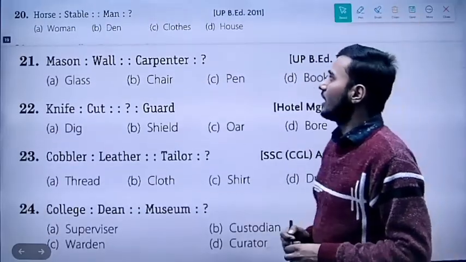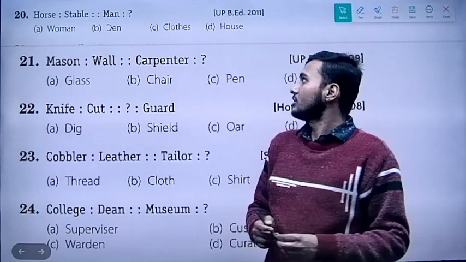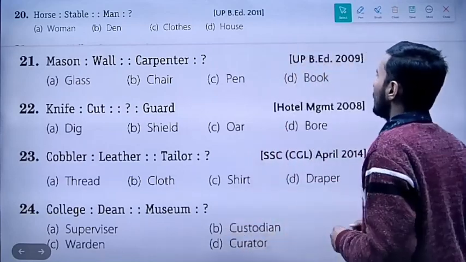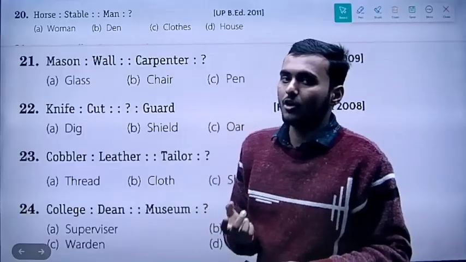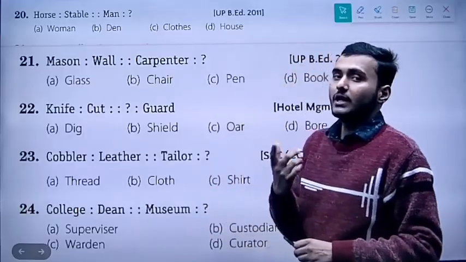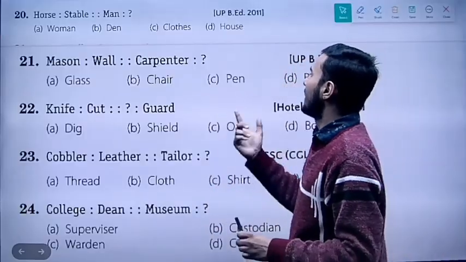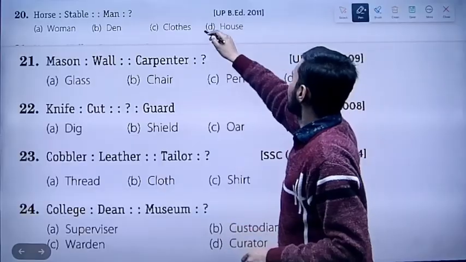Our next question is horse is equal to stable, then man is equal to what? The relationship between horse and stable is: where does the horse live? The horse lives in a stable. So where does man live? We have to find. Man lives in a house, option D.